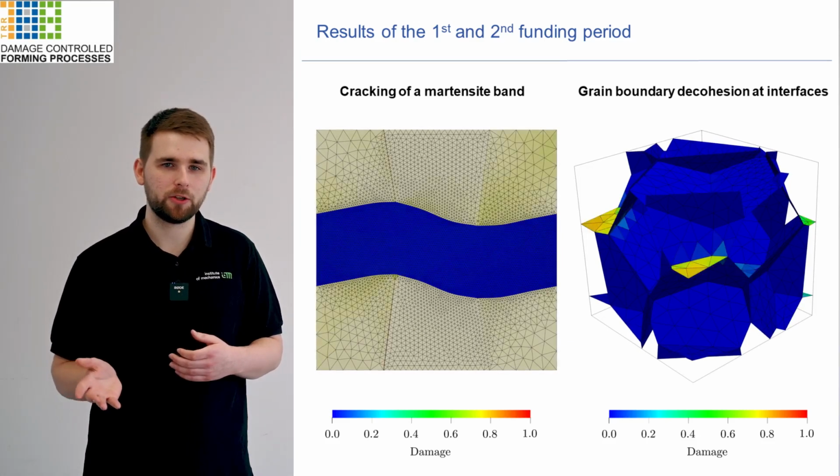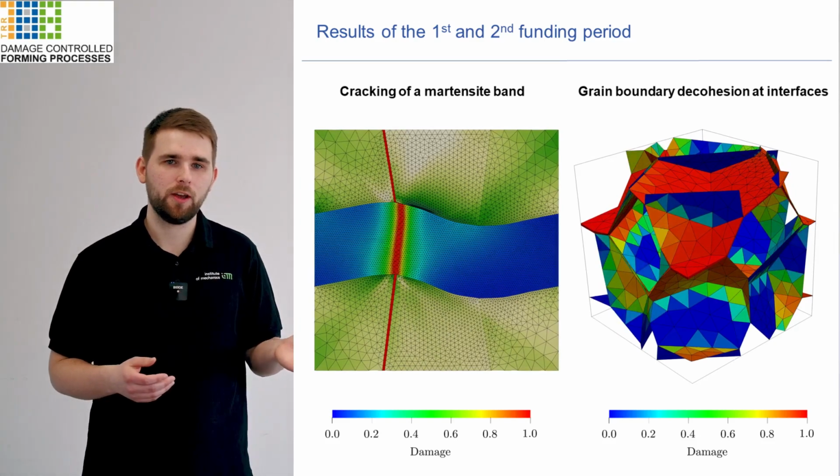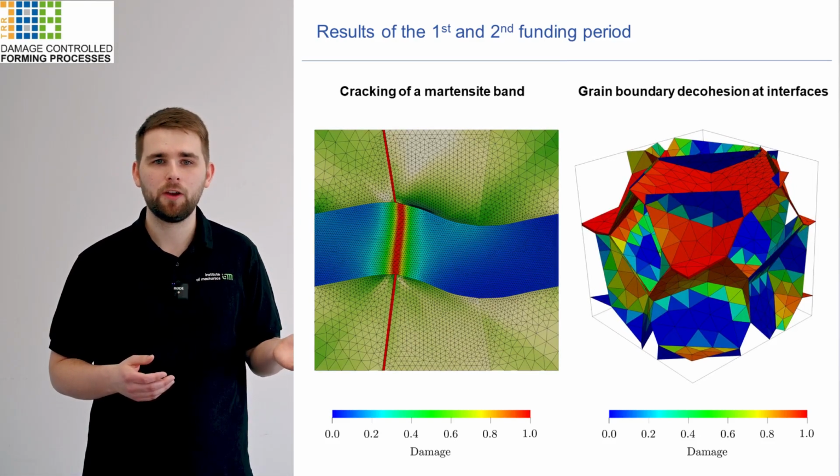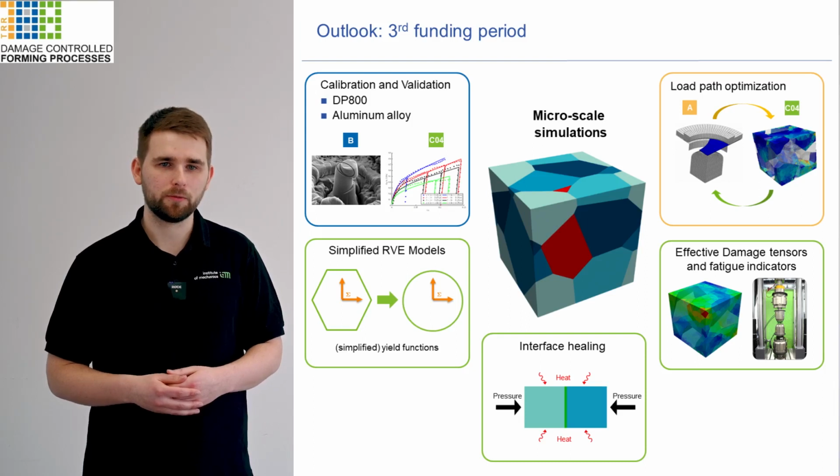In the left animation, you can observe the cracking of a martensite band, and in the right animation, the damage evolution at grain boundaries, also leading to a fully cracked microstructure. In the third funding period, our work on those microscale RVE simulations will continue.